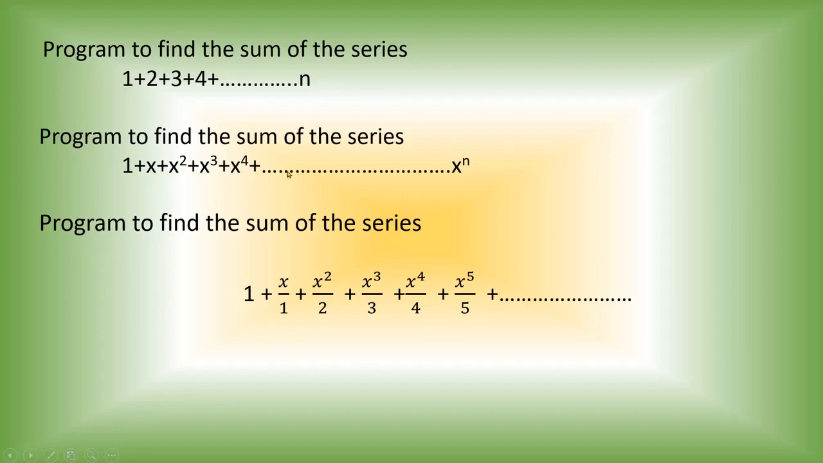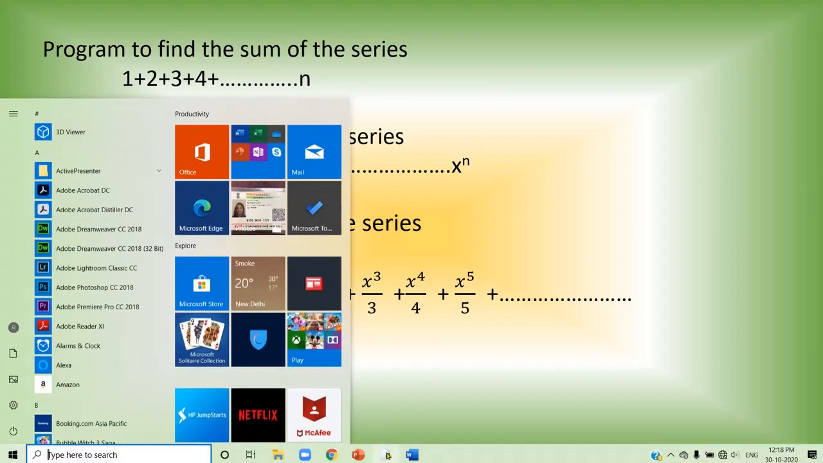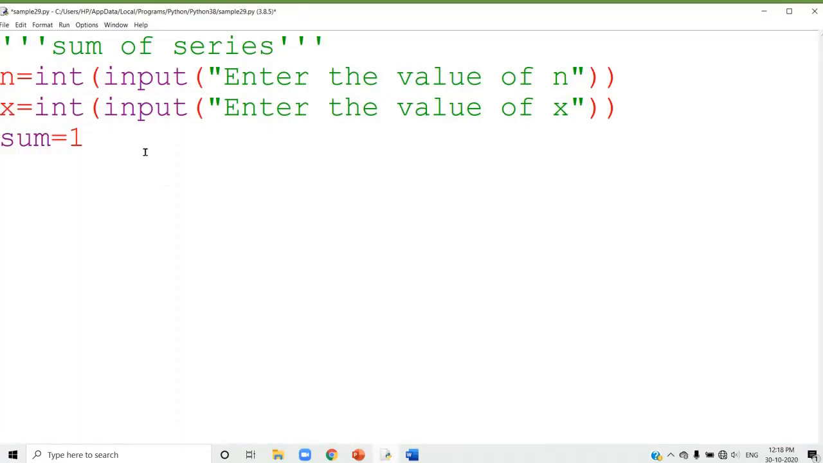And the remaining terms are similar terms. There is a pattern for the remaining terms. So that is why I just took this term alone. Along with this 1, I am going to calculate the remaining part and add it to the existing sum value. Yes. So in the program, I just wrote sum as 0.